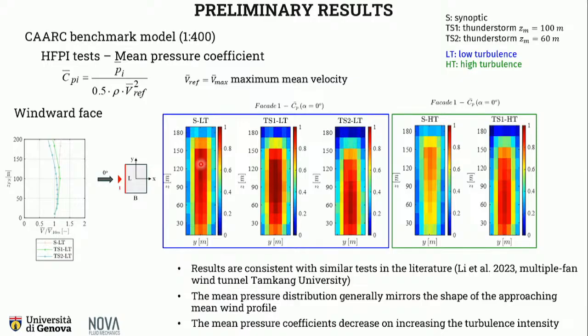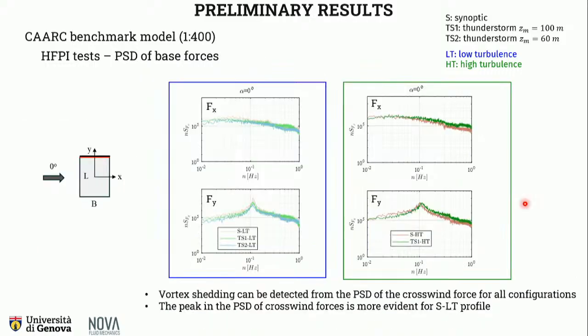maximum pressures, maximum mean pressure coefficients, are located at heights that depend on the profile that we consider. In particular, we have maximum pressure close to the top for synoptic and at lower heights for thunderstorm profiles. And we have lower mean pressure coefficients if we increase the turbulence intensity.